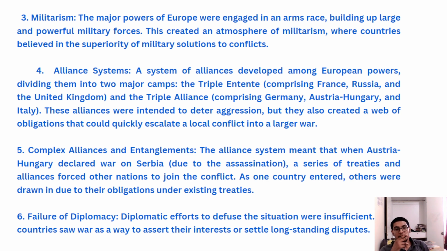Complex alliances and entanglement: the alliance system meant that when Austria-Hungary declared war on Serbia, a series of treaties and alliances forced other nations to join the conflict. As one country entered, others were drawn in due to obligations under existing treaties. Failure of diplomacy: diplomatic efforts to defuse the situation were insufficient. Many countries saw war as a way to assert their interests or settle long-standing disputes.